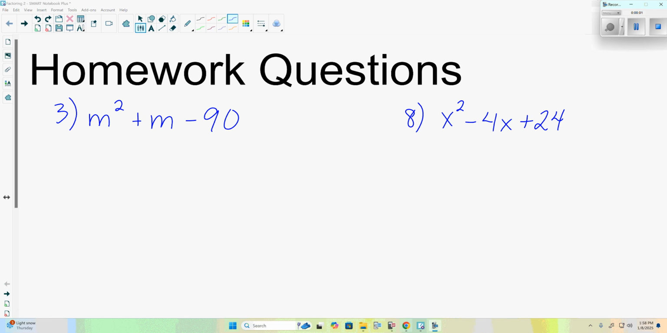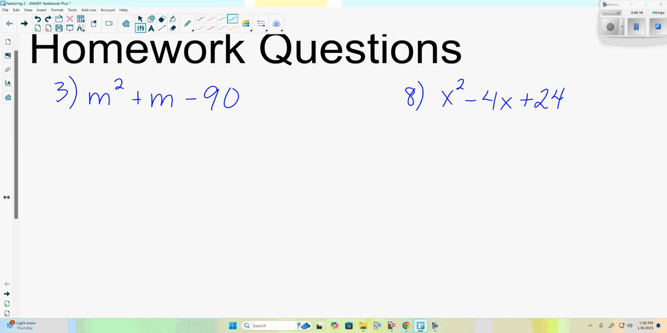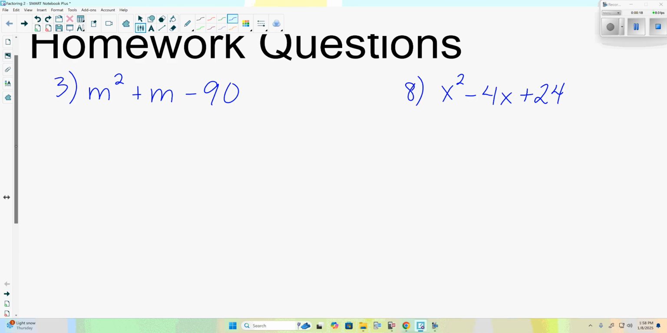All right, guys, so before we get started, we're doing more factoring today. We're going to look at two of the problems from the homework. First we're looking at m squared plus m minus 90, problem number 3.